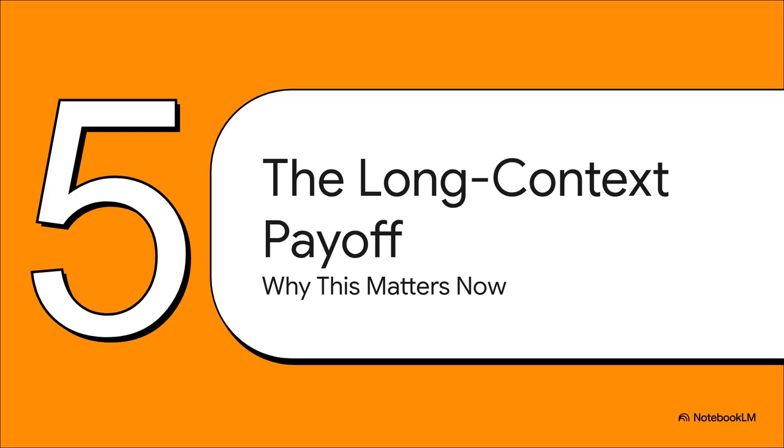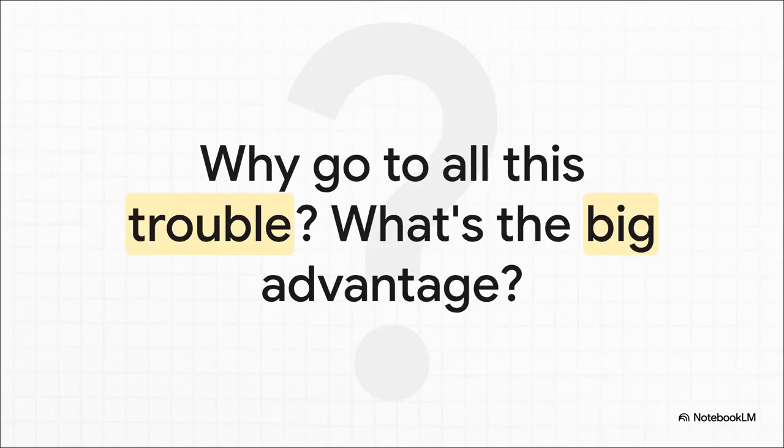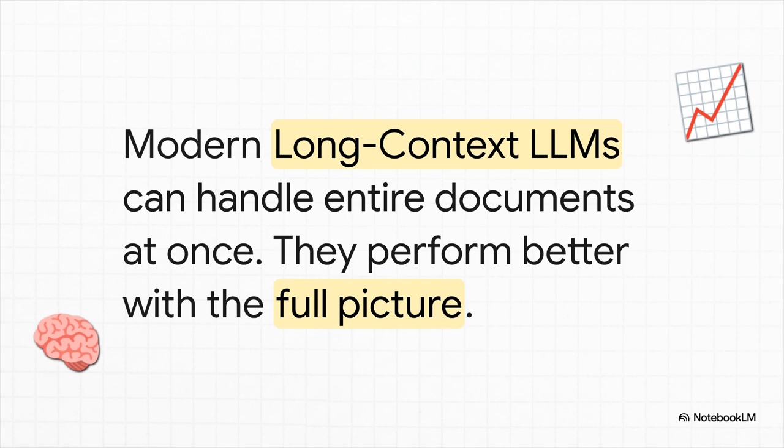Okay, so let's talk about the payoff here. Why does getting the full document back matter so much, especially right now? And you might be wondering, okay, why go to all this trouble, right? I mean, is this really that much better than just chopping things up? The answer is a huge yes. And it's because today's large language models are a completely different beast. They have these massive context windows. That means they can handle entire documents at once. In fact, they work better when they have the whole story, not just little scraps of information.